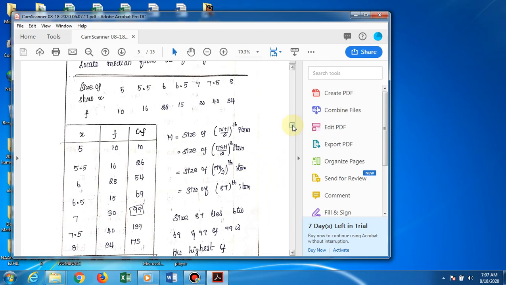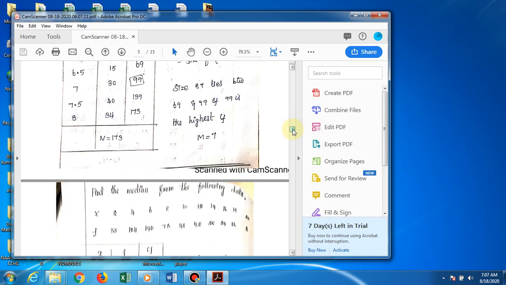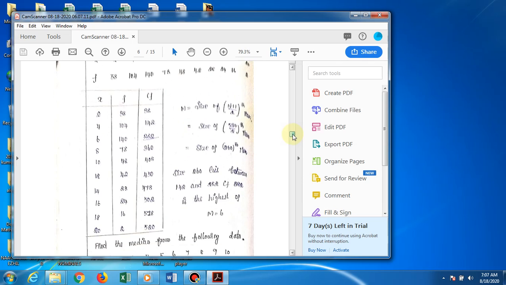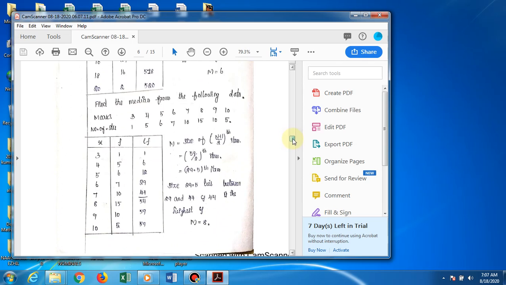You see that, m is equal to 7. That's all, girls. Like this, you have to do this problem also. Once you refer, if you have any doubt you can ask.